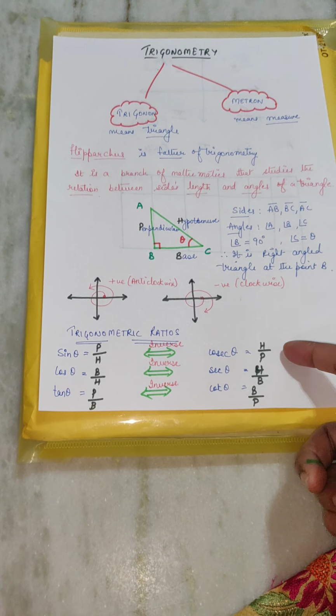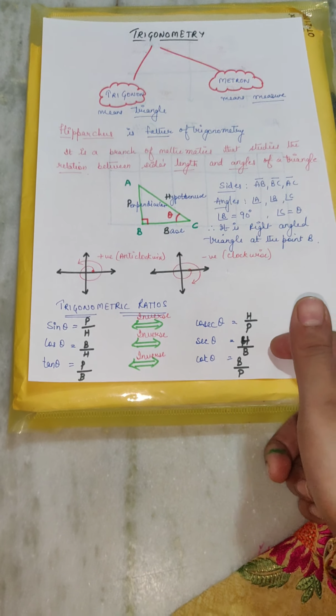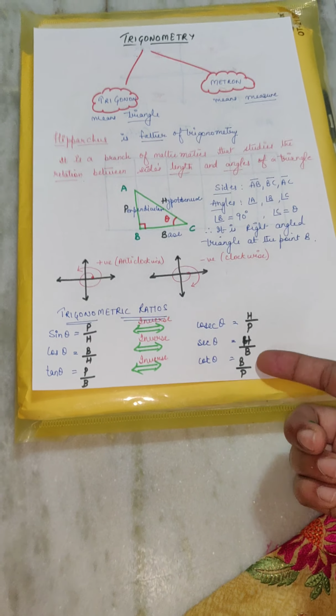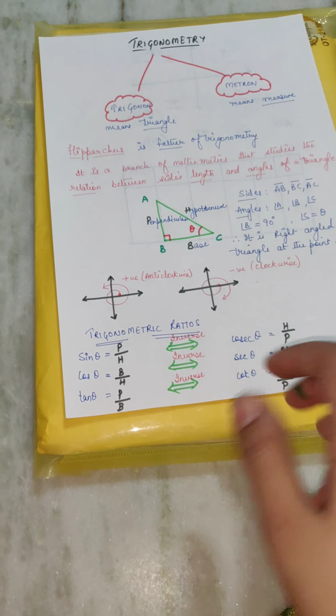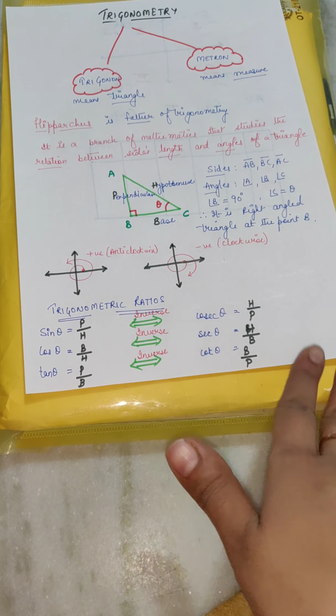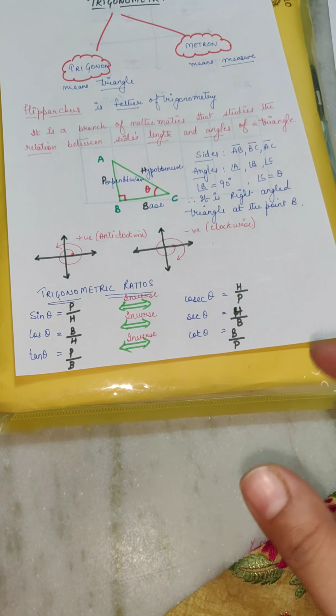That means I can take hypotenuse above and perpendicular below. Similarly, hypotenuse above and base below. And similarly, base above and perpendicular below. So this is the combination. These are the only possible 6 combinations I can make in a ratio in a triangle.